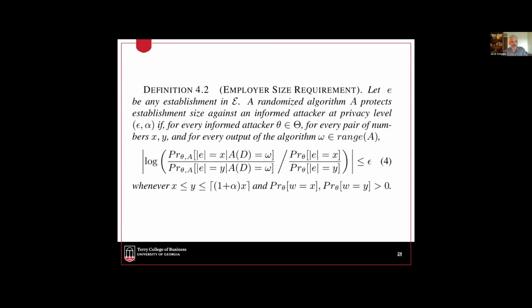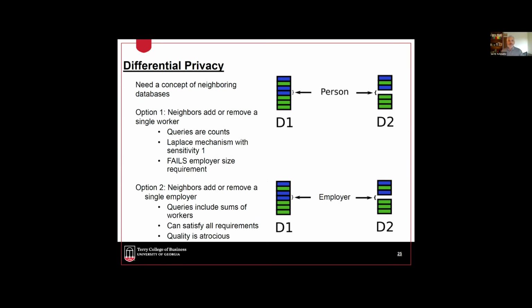So this is telling me that the privacy requirement is specifically that I'm going to shield employers against an attacker's ability to learn whether or not their size is within a factor of alpha from its true value. Okay, so to operationalize this, we need a new concept of neighboring databases. The first option would be to think about neighboring databases as being ones where we add or remove a single worker or a single employee. In that case, all of our queries in this context are counts, and so we could be operating the Laplace mechanism with sensitivity 1, but if we do that, then we're going to fail to satisfy the employer size requirement.